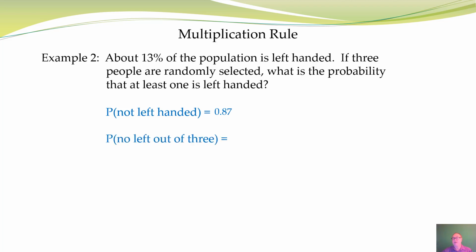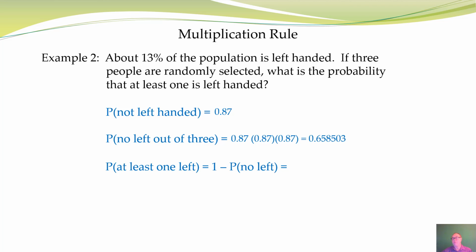So the probability of no left out of 3: the first one's not left, second one's not left, third one's not left, so that's 0.87 times 0.87 times 0.87, which turned out to be 0.658503. Now, the probability of at least one left is going to be 1 minus the probability of no left. We just calculated the probability of no left out of the 3. So we take 1 minus 0.658503, and you end up with 0.341497.